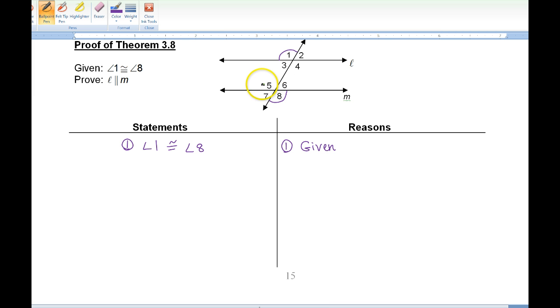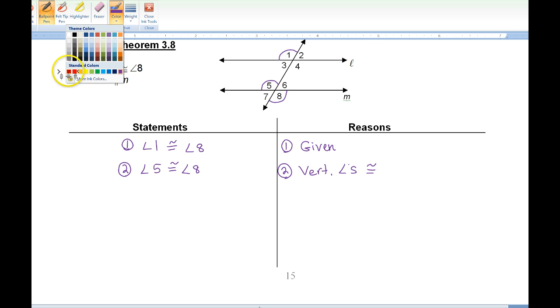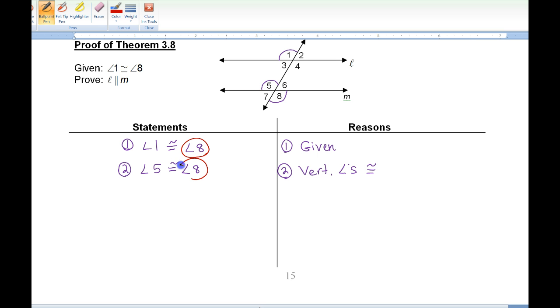Well, angle 5 has to be congruent to angle 8 because, what's the reason? What kind of angles are these? These are vertical angles. And what do we know about vertical angles? We know that they're congruent. Now if we look closely, notice how they're both congruent to angle 8. So what does that tell us about angle 1 and 5? Angle 1 has to be congruent to angle 5. What would the reason be? Transitive.